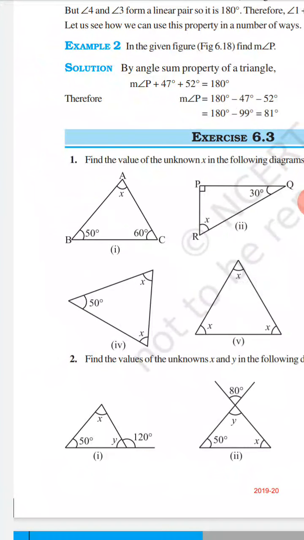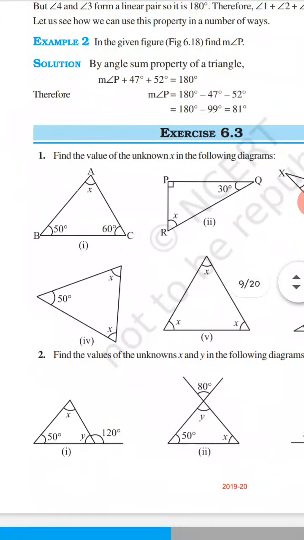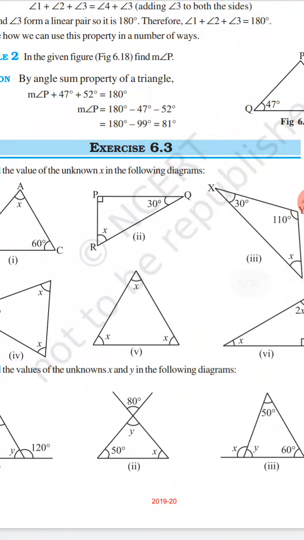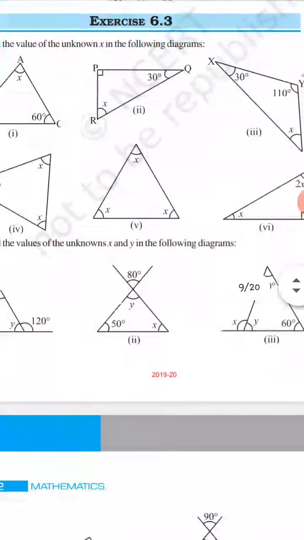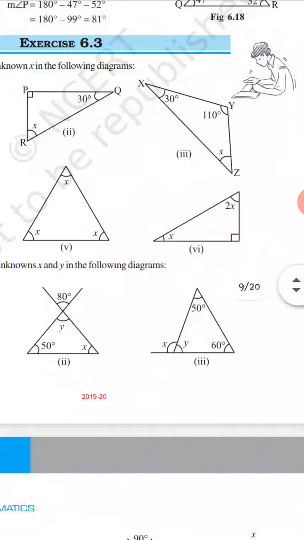50 plus 60 is 110. So x will be 180 minus 110, 70 degrees. Here one angle is 30 degrees, the other is 90 degrees. 30 plus 90 is 120. So x will be 180 minus 120, that is 60 degrees. So you can do these questions. Exercise 6.3.